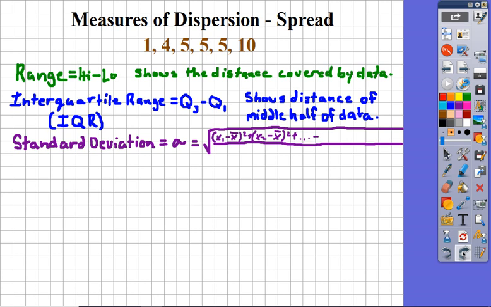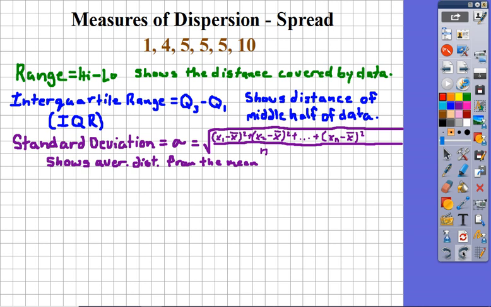all the way until we get to adding it to the last data value, x sub n, out of n values, minus the mean, which we will then square like all the rest. All of this will be divided by n, the number of numbers, and then we square root the whole thing. What this is going to do is show us the average distance from the mean.